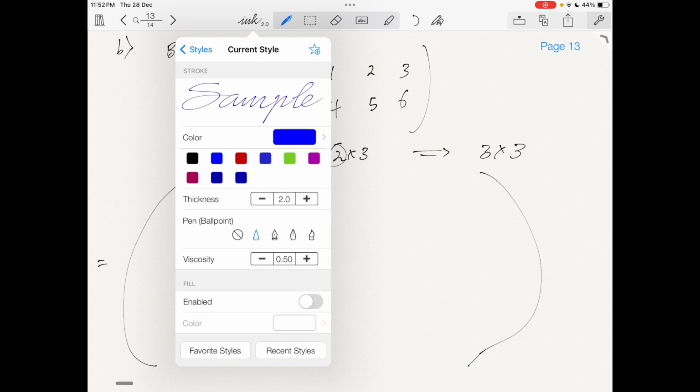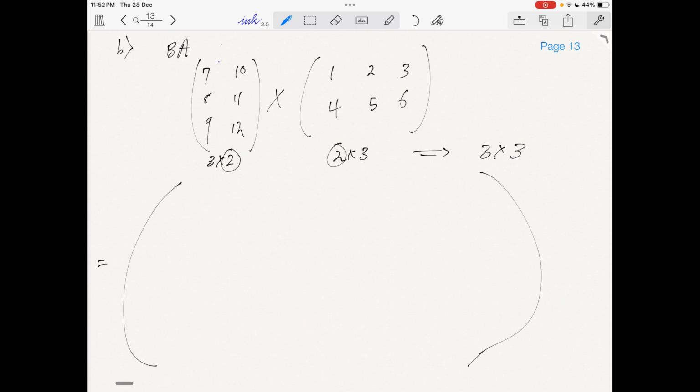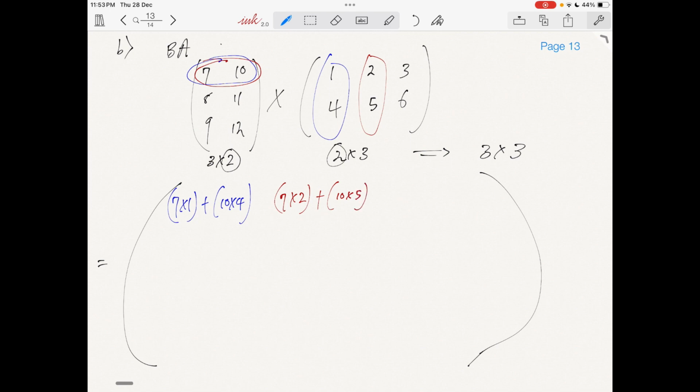So we'll start with the first row of this and the first column. That will give us 7 times 1 plus 10 times 4. Then we move on to the first row and the second column. That will give us 7 times 2 plus 10 times 5, and we proceed to the first row by the third column. This will give us 7 times 3 plus 10 times 6.